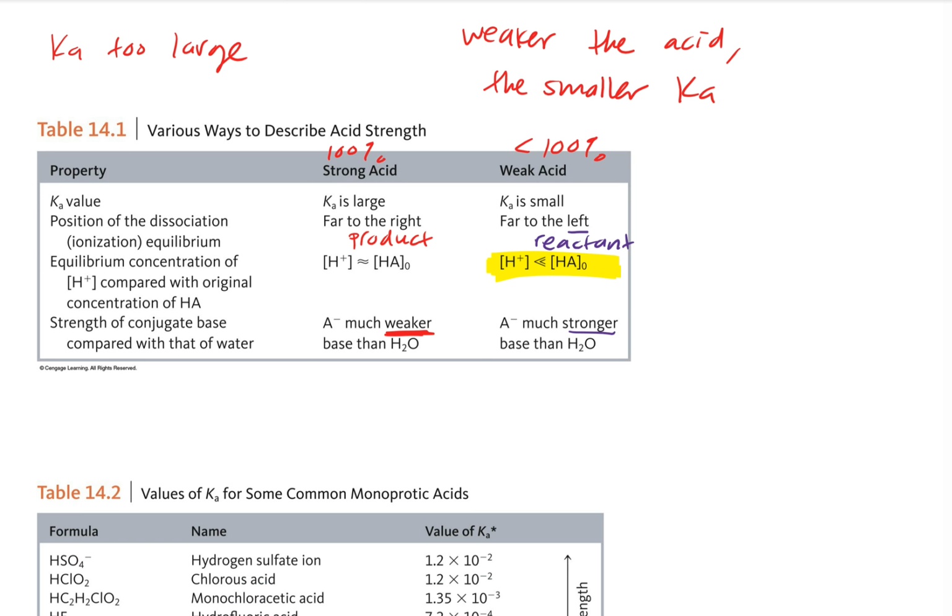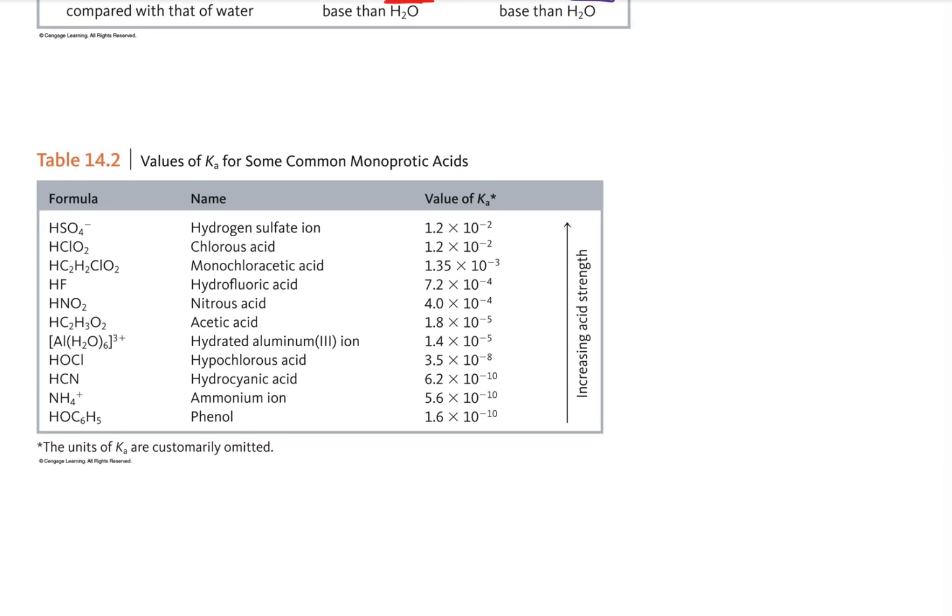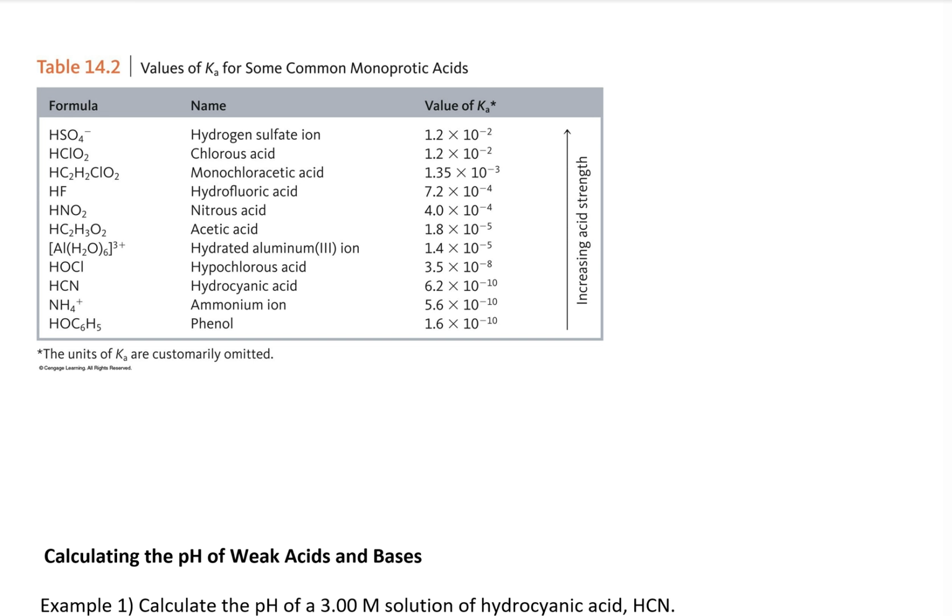So here are some common Ka values for some weak acids, and it's listed here in decreasing Ka values. So 10 to the negative 2 here at the top, 10 to the negative 10 down here at the bottom. The larger the Ka value, the stronger the acid. So these guys up here are stronger acids than these ones down here. And for each one of these, I could write a dissociation equation.